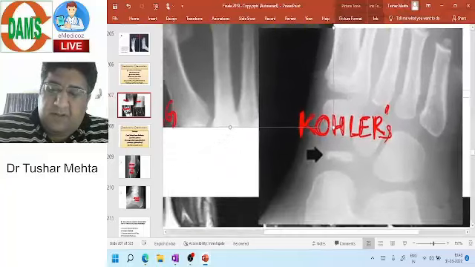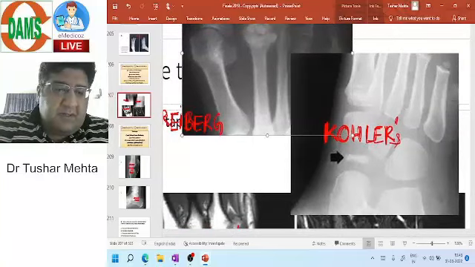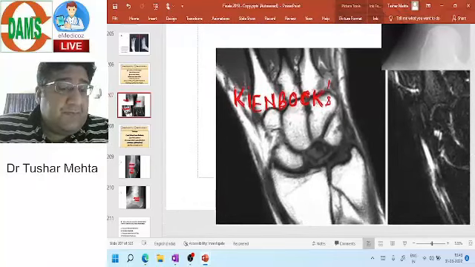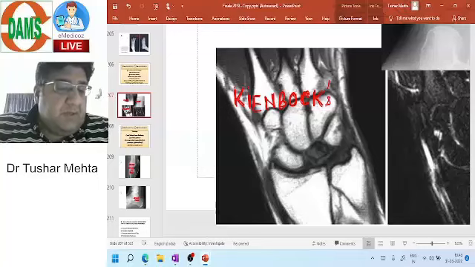Now see this Kohler's. Now can you see this Kohler's here? The navicular blood supply is gone. It is clearly visible. Now can you see this Kienbock? So this is basically the lunate blood supply is gone. So that is what is called Kienbock disease. Whatever examples you have seen just now are the classical examples of pressure osteochondritis, compression osteochondritis.